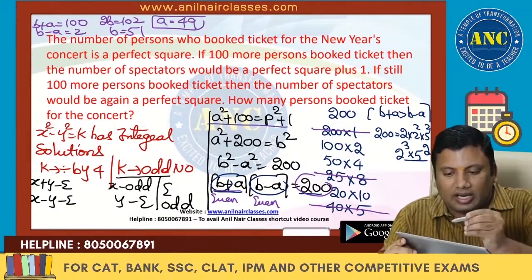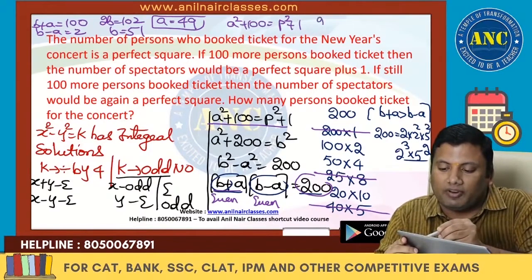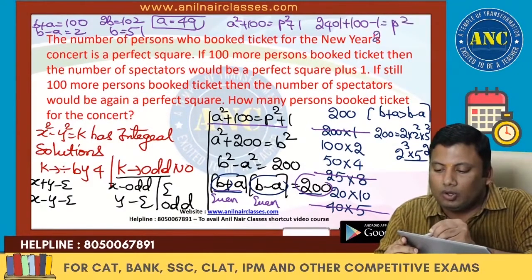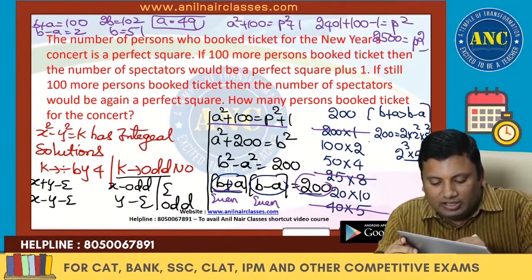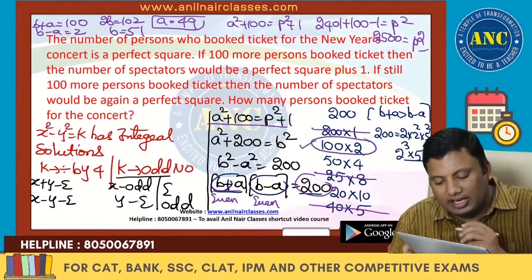What is the first condition? a square plus 100 is a perfect square, p square, minus 1. With a as 49, 49 square is 2401, plus 100 is 2501, minus 1 is 2500, which is a perfect square. Definitely this is satisfying. 100 into 2 is satisfying the question.